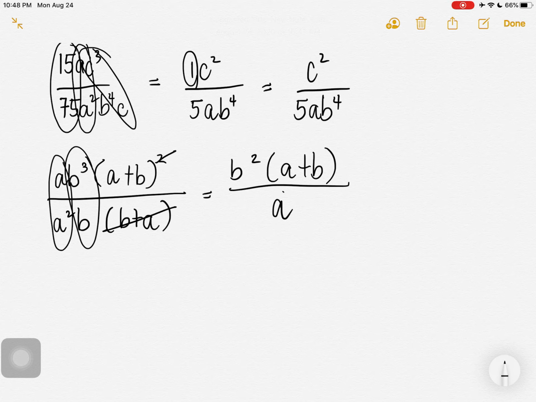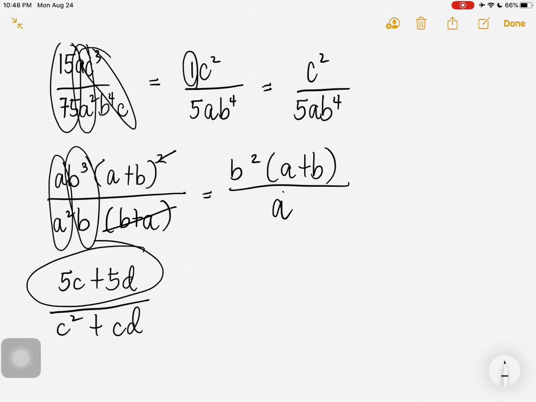Last example. What if, for example, we have 5c plus 5d over c squared plus cd? So you can get the factors first of 5c plus 5d. So rewrite both numerator and the denominator using their factored form. So what is the factored form of your numerator? That's correct. So we have 5 times (c plus d).